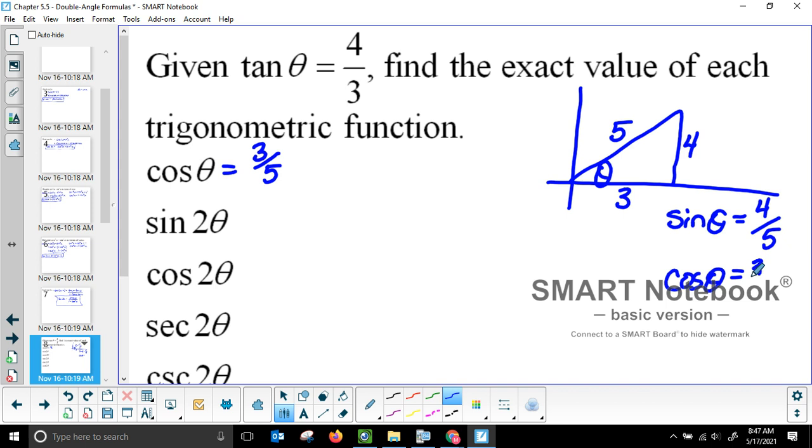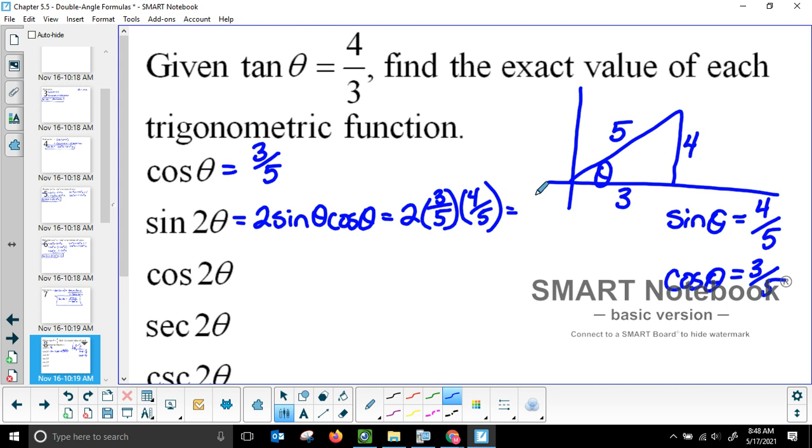Okay, well now we just wrote down our formula for sine of 2 theta, right? And that is equal to 2 times sine of theta cosine of theta. All right, so 2, we know that cosine of theta is 3/5, and we know that sine of theta is 4/5. I have those switched around, but of course multiplication is commutative and does not matter. So this would be 24/25. And that's it.